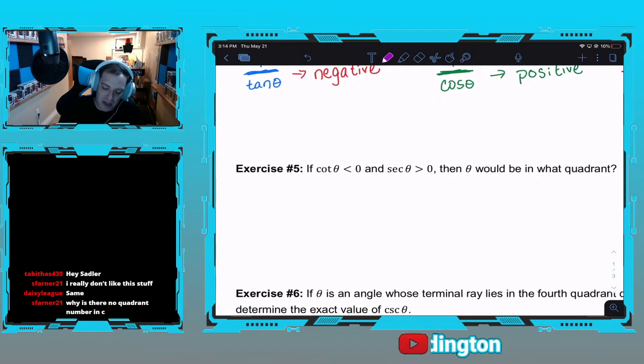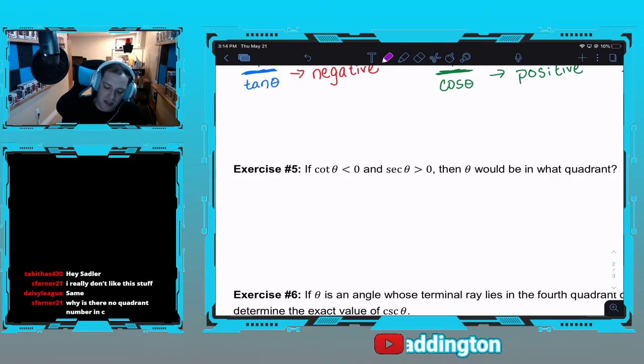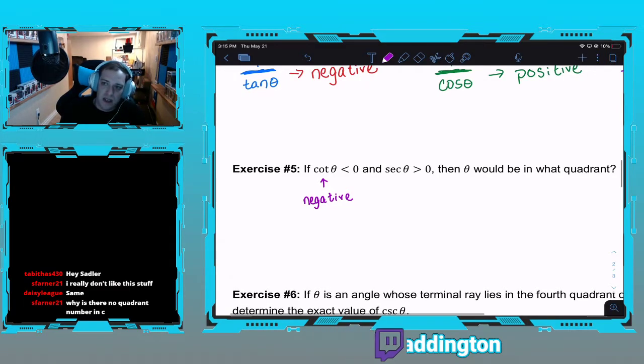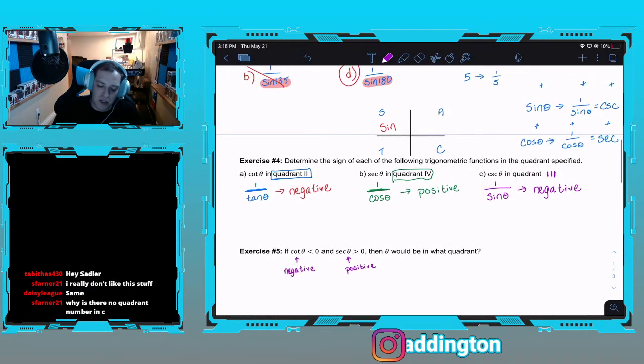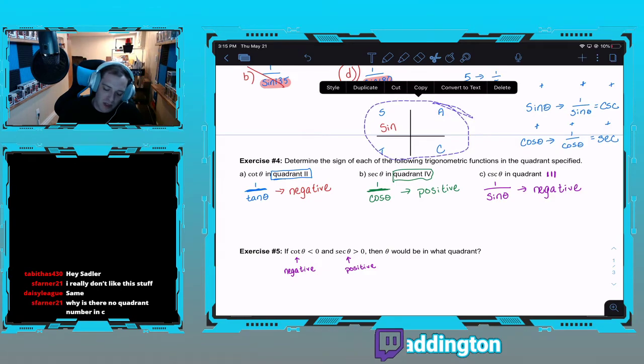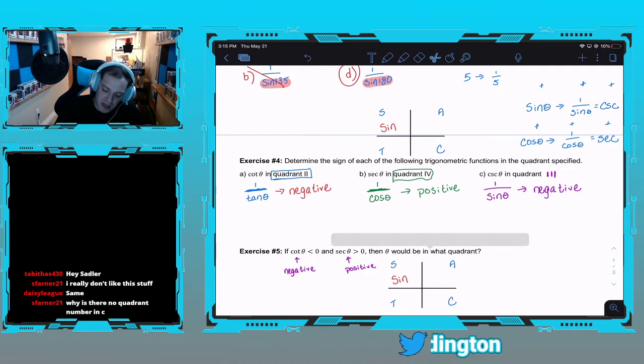So I'm going to zoom in down here. So this is saying it's less than 0, so we know that this is going to be negative. And we know that secant is greater than 0, so we know that this needs to be positive. Okay? But because they're the reciprocal functions, we can't use that trick that I taught you guys a week or 2 ago about the add sugar to coffee. So I'll just copy it and paste it. I'm going to put that down here.